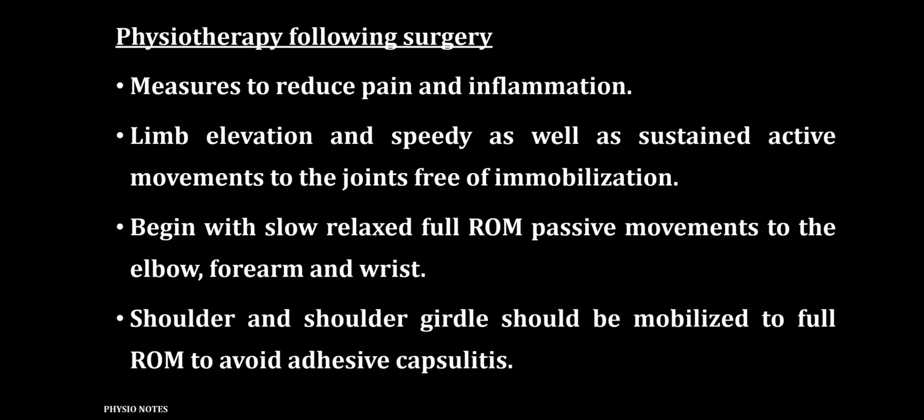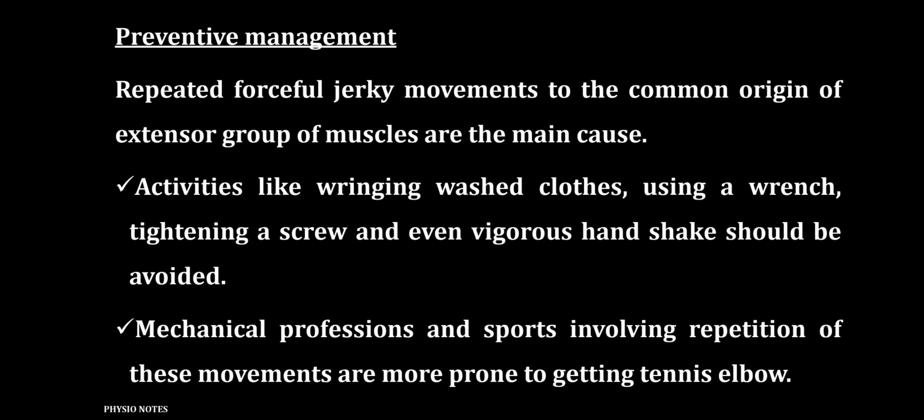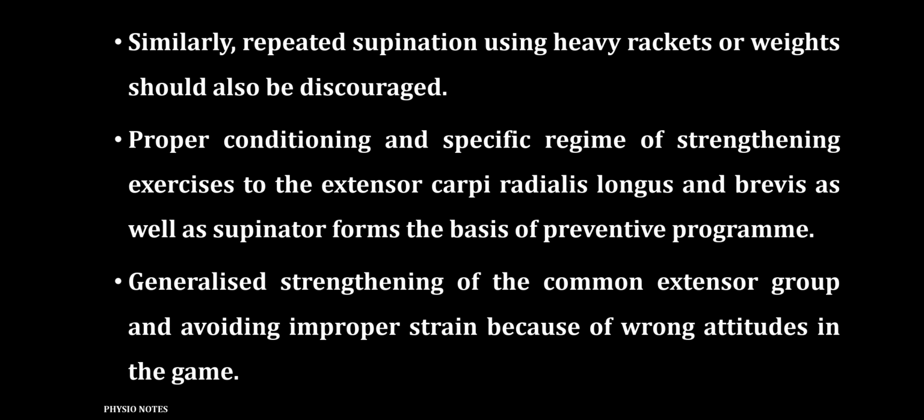Then preventive management. So what are the things that we have to prevent? It is mainly that we have to prevent the repeated forceful jerky movements to the common extensor origin. Repeated forceful jerky movements should be avoided, and activities like wringing, washing clothes and using a wrench should all be avoided. Then mechanical professions and sports athletes should avoid some of these, because professions that involve repetition of this movement have more chance of getting this condition. Similarly we have to avoid repeated supination, and heavy rackets or weights should be discouraged.